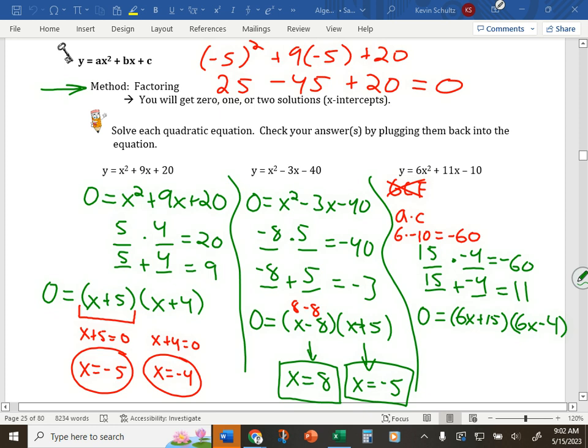Sam. Yes. Because we cheated by putting a 6x into each of them, we now have to undo that by fixing it and simplifying. Okay? So we can divide 6 and 15 by 3. We can divide 6 and negative 4 by 2.